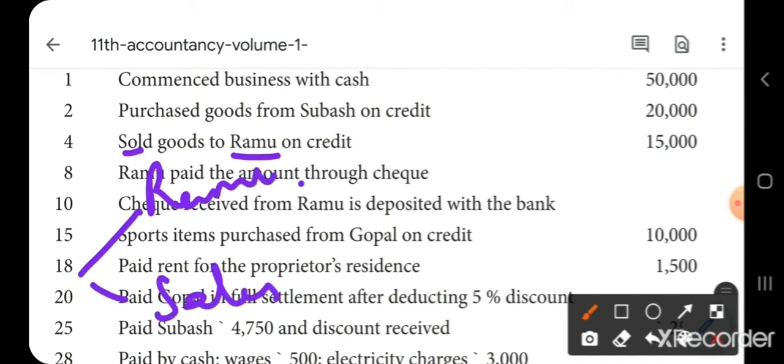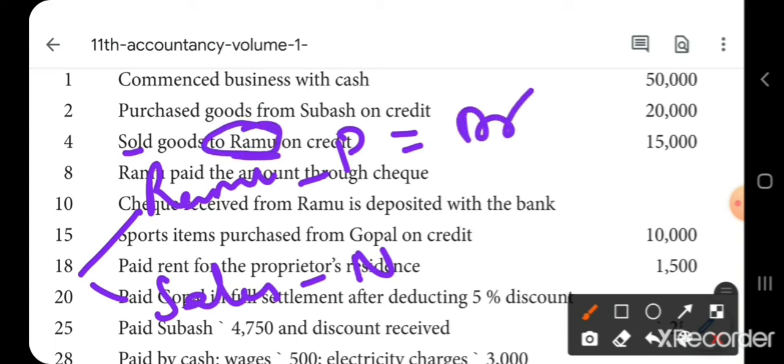Now, Ramu is a personal account, sales is a nominal account. Personal account, debit the receiver, credit the giver. Now, sold goods to Ramu. So, Ramu is the receiver, so debit the receiver. And sales is a nominal account. Credit all incomes and gains, so you credit sales. The entry will be Ramu's account debtor to sales account.